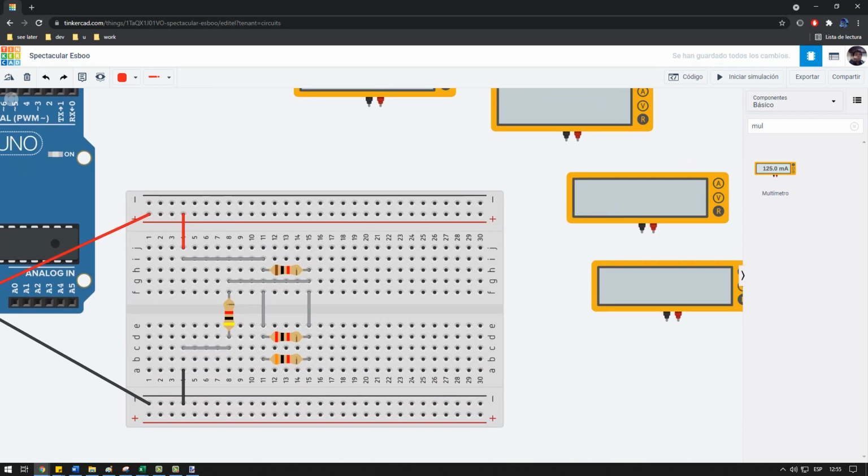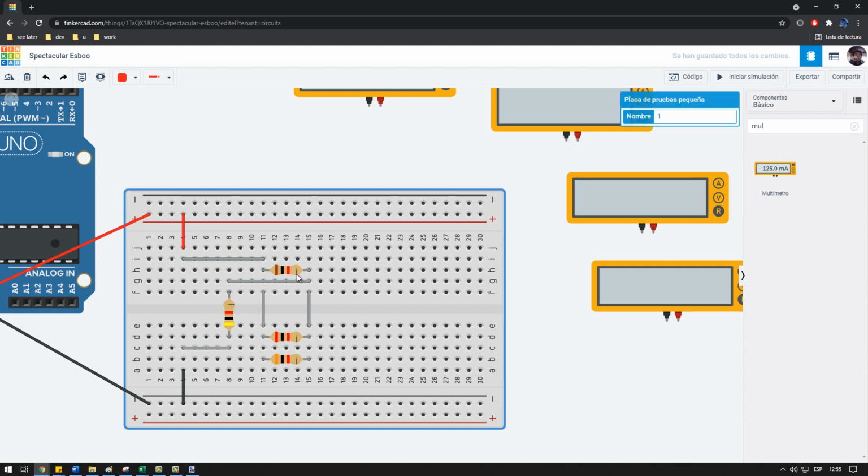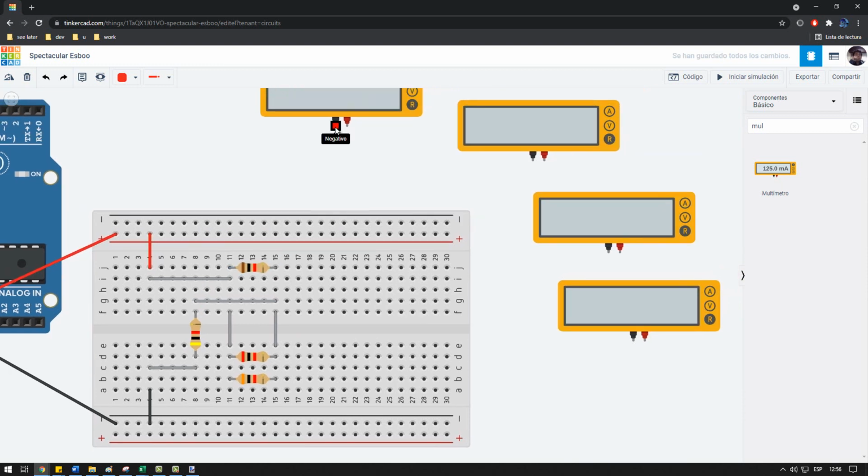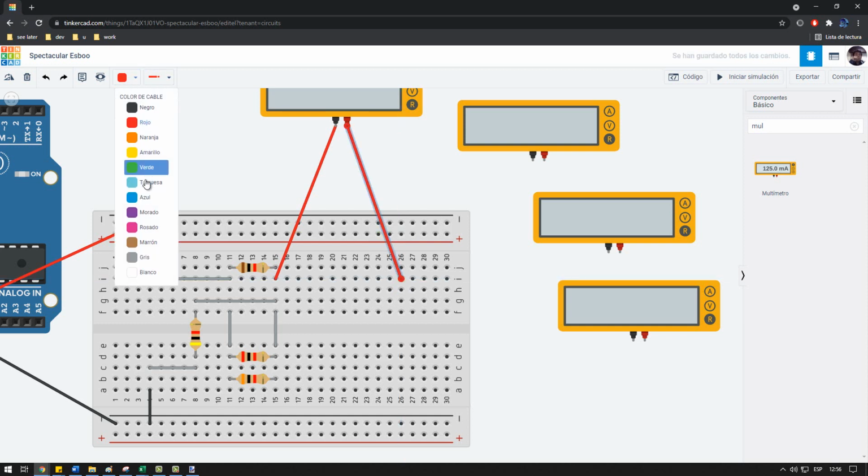I'll change the position of R1 to here, and I will use this multimeter to extend the connection from here to maybe here. The idea is to obtain more space, okay. I wanna change the color, maybe yellow, okay, yellow too.